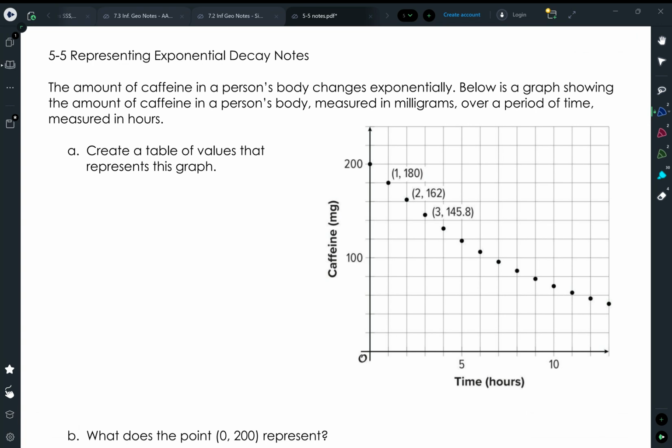So step A, they're really carefully stepping us through this problem, is to create a table of values that represents the graph. So I'm just going to go ahead and I can see my first point here is really 0, 200. And then I have 180 to 162. So remember, ordered pairs are always x and y. So it doesn't tell me what letters to use here. So I'm just going to go ahead and use x and y. So let's go ahead and make our xy table. And my x values are 0, 1, 2, 3.